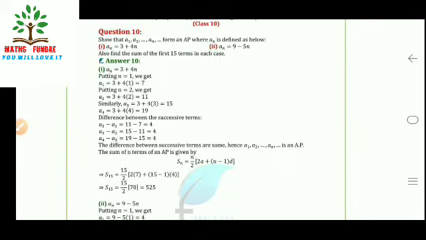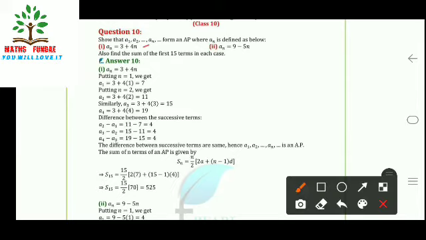N square is the answer. Because in question number 10, it is given: show that a1, a2, a3 and so on, an form an AP, where an is defined as below. In the first part, an is equal to 3 plus 4n.